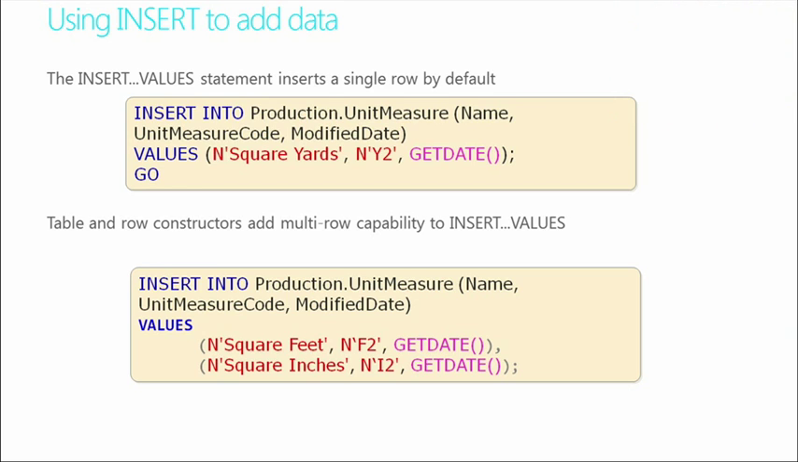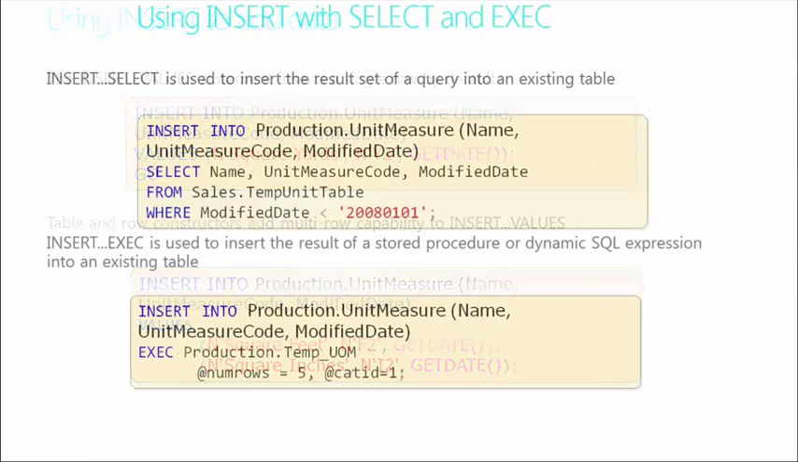Now another way we can add content is insert into, and this is inserting just a basic row. Notice what we're doing here. We're adding a value in the name column called Square Yards, and the unit measure code is Y2. And for the modified date, we're actually retrieving the system date. We could hard code a date in there, but we're retrieving the system date. This is adding just a single row. We can add multiple rows using a similar statement. Under values, we're going to add multiple occurrences of the value. Now we're adding square feet and square inches, and we're going to use F2 and I2 for inches. So this is the squaring of those types of measurements. That's how we can insert some of the data.